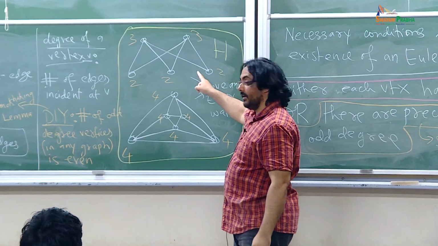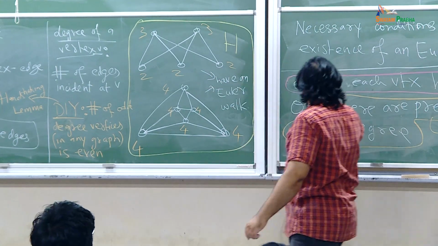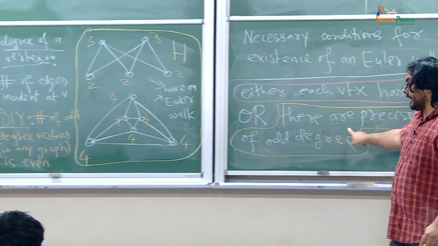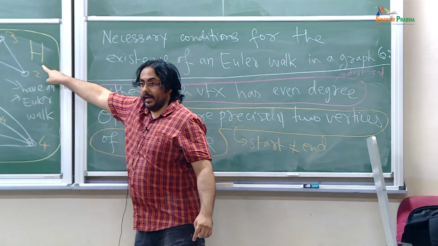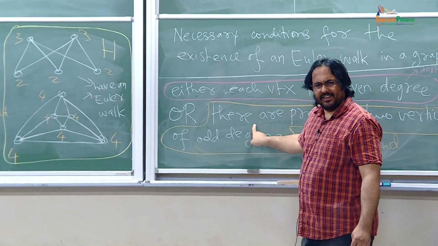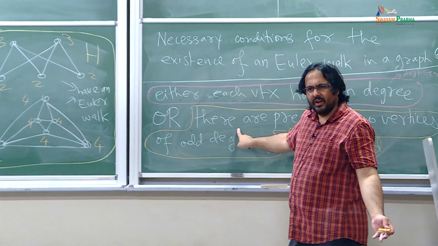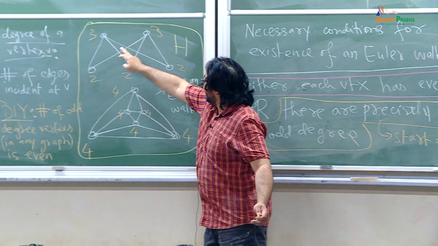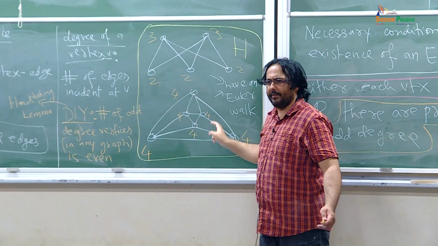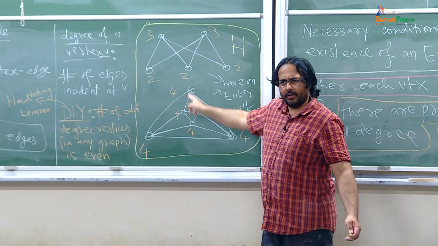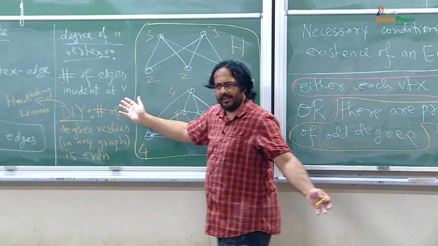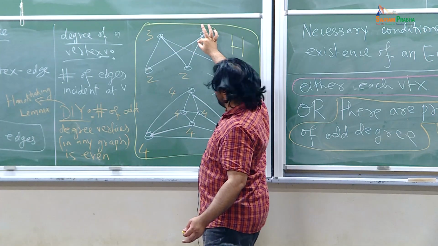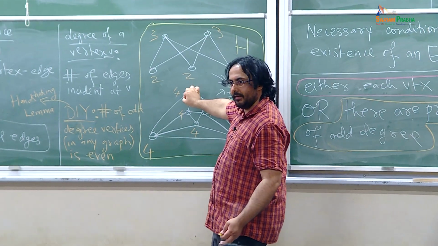This is more interesting. Which condition does it satisfy, 1 or 2? It satisfies the second condition. H satisfies the second condition. Does it have an Euler walk? Does H, this whole graph, 5 vertices plus 6, 11 vertices, does it have an Euler tour? No, right? How will you draw this graph without lifting the chalk? Once you finish this, you will have to lift the chalk and come here.